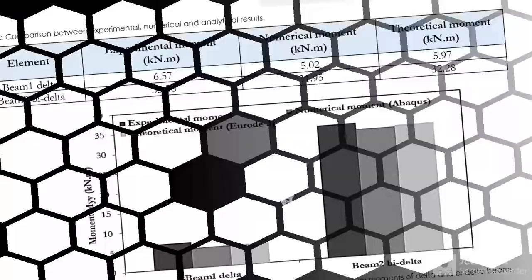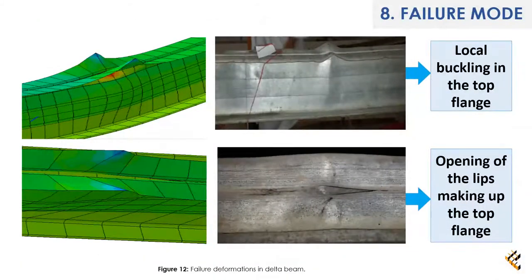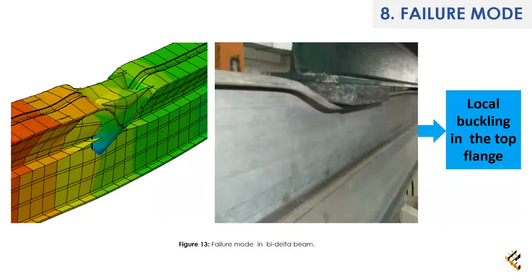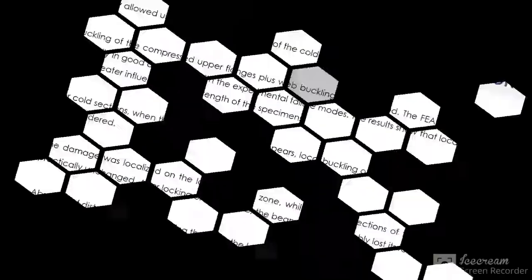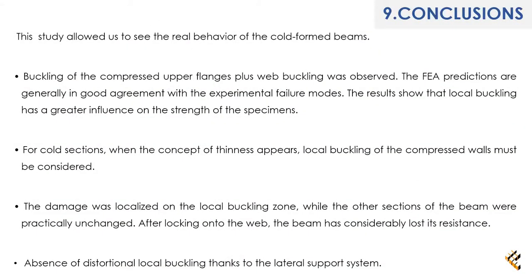Failure mode in delta beam. Failure mode in B delta beam. This study allowed us to see the real behavior of the cold formed beams. The FEA predictions are generally in good agreement with the experimental and theoretical analysis.